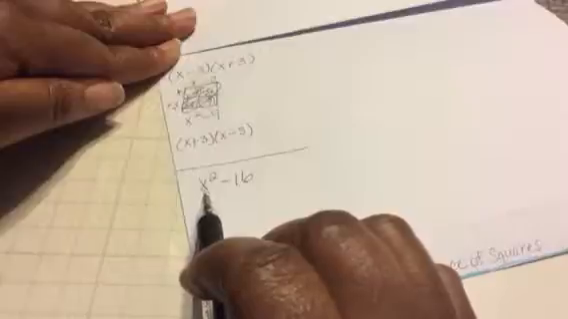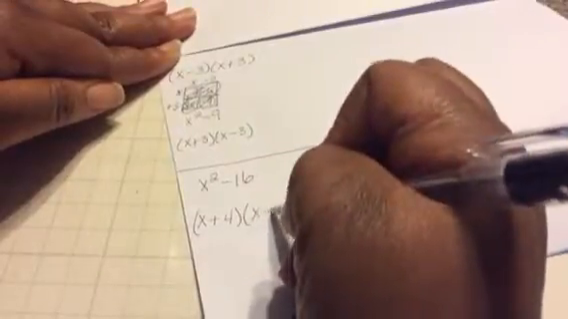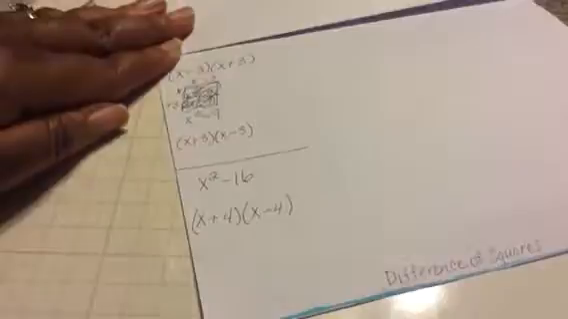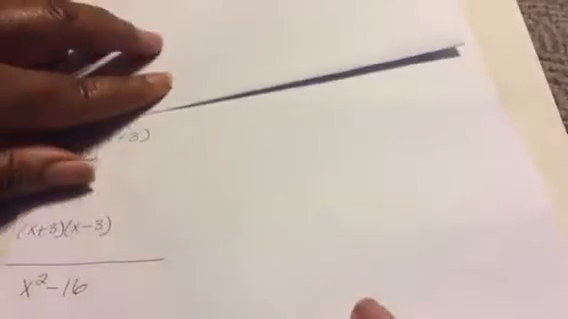So let's do a real problem. Here's our problem: x squared minus 16. I know I can take the square root of x squared. That's going to be x. And the square root of 16 is a positive 4 and a negative 4. Okay, so now you do x squared minus 49.